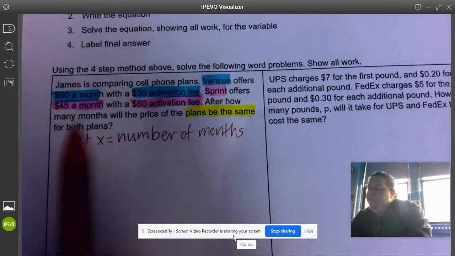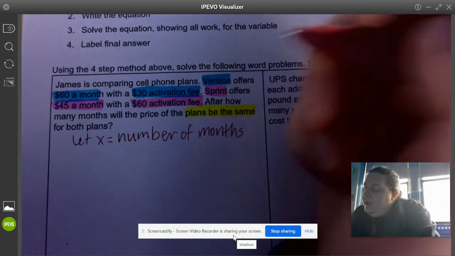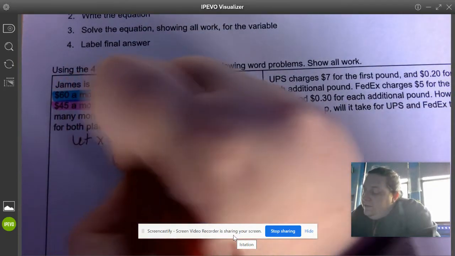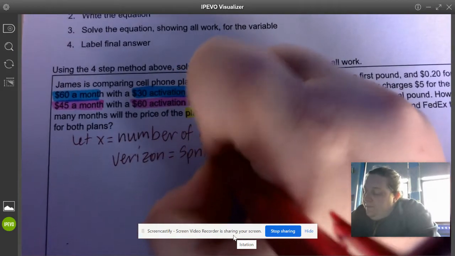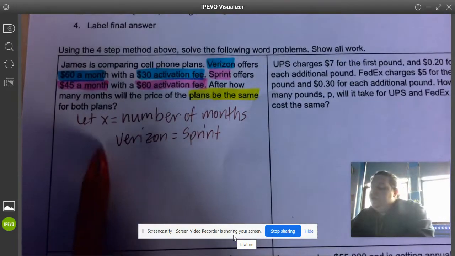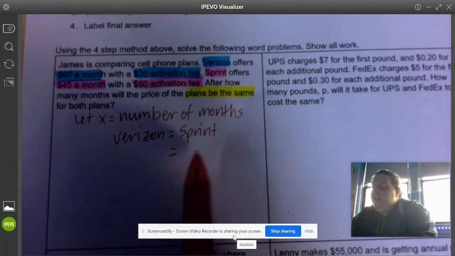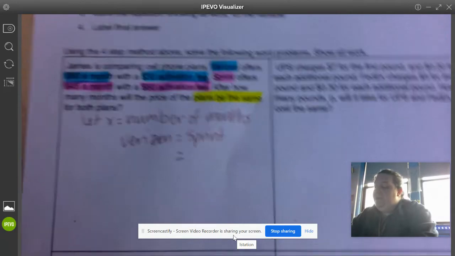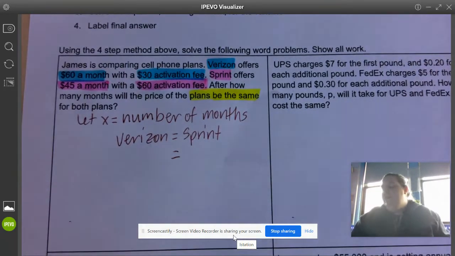So going back to the problem, after how many months will the plans be the same? We're looking to see when Verizon is going to be equal to Sprint. I like to put that label to help me set up my equation. The information for Verizon will be on this side of my equal sign, and the information for Sprint will be on the other. For Verizon, it says $60 a month and a $30 activation fee.